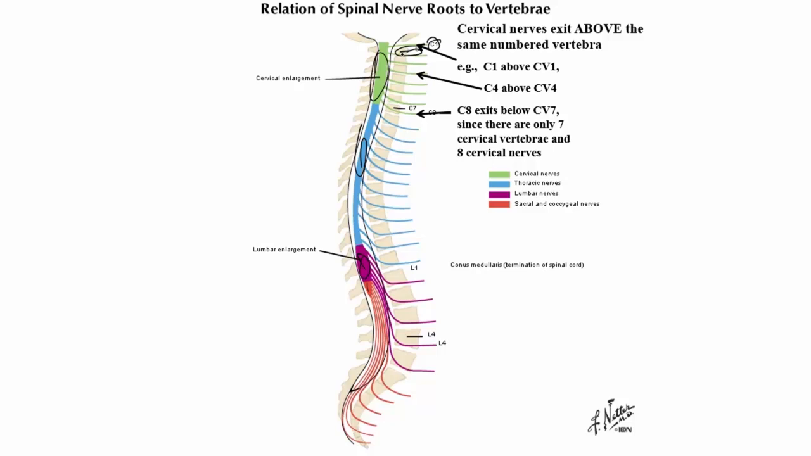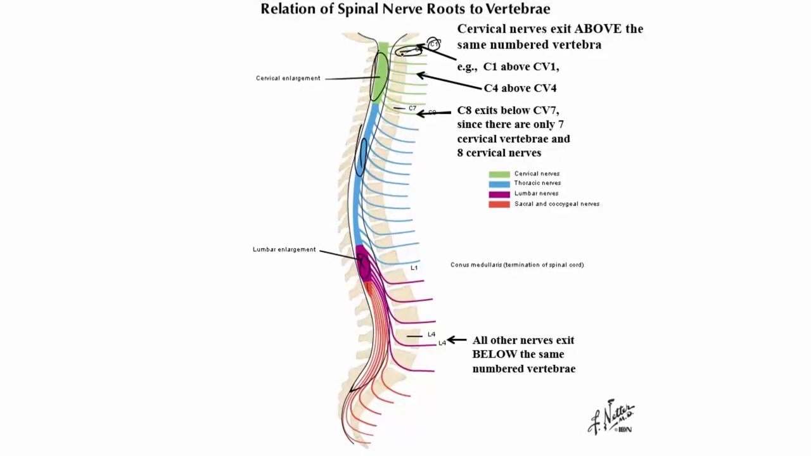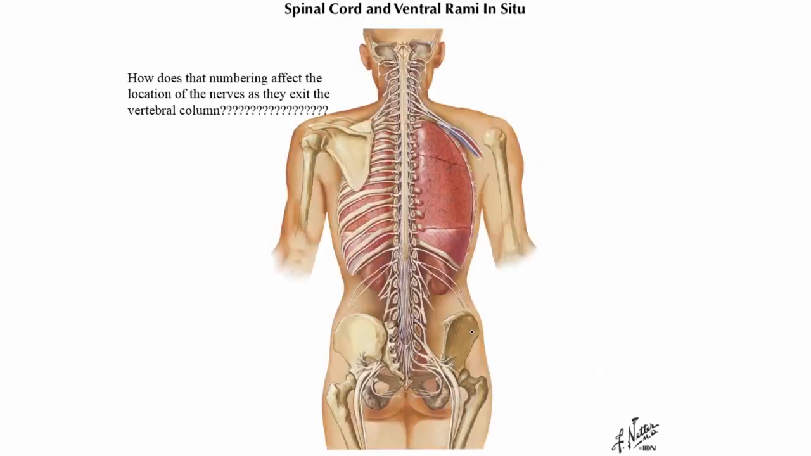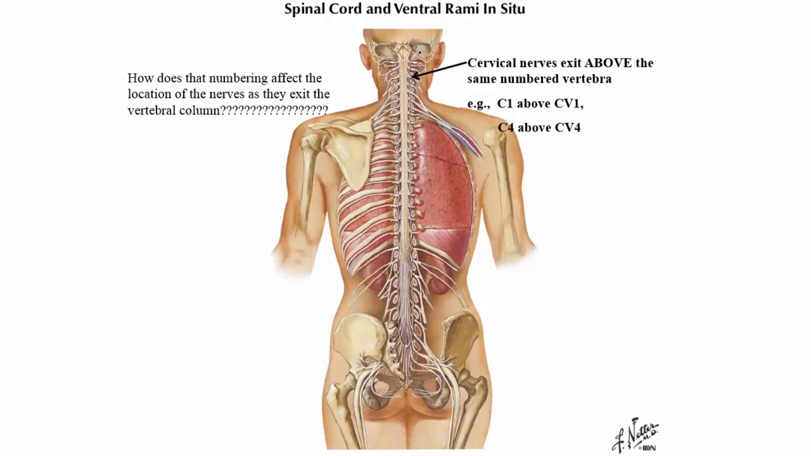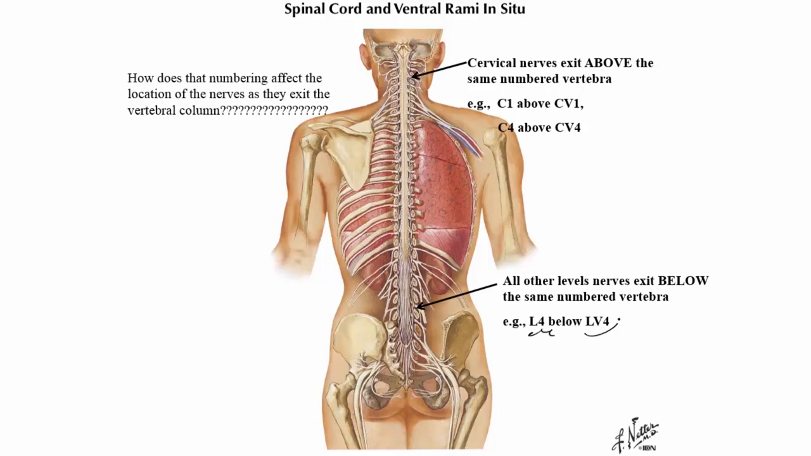From there on, down the rest of the length of the spinal cord and vertebral column, nerves exit below the same numbered vertebra. Cervical region above, everywhere else below. It's just that simple. So all other nerves exit the vertebral column below the same numbered vertebra. Indicated there is L4 coming out below LV4. So again, reviewing that: in the cervical region, they come out above the same numbered vertebra, so C1 is coming out just above CV1. All other levels below, so L4 comes out below LV4. Simple concept, and the reason for it, again, is the offset in the cervical region: 8 cervical spinal nerves, 7 vertebrae.